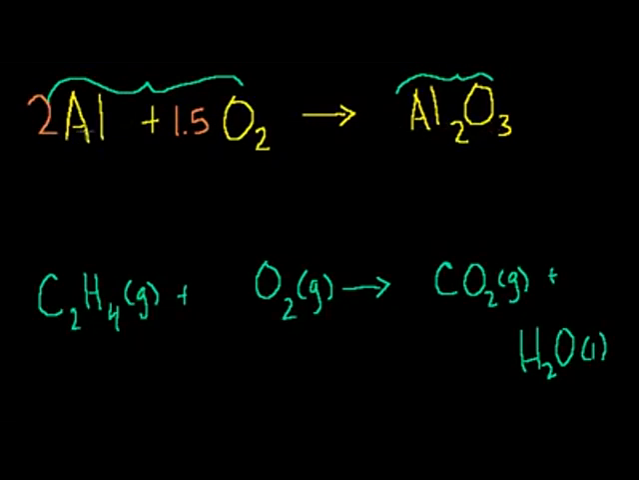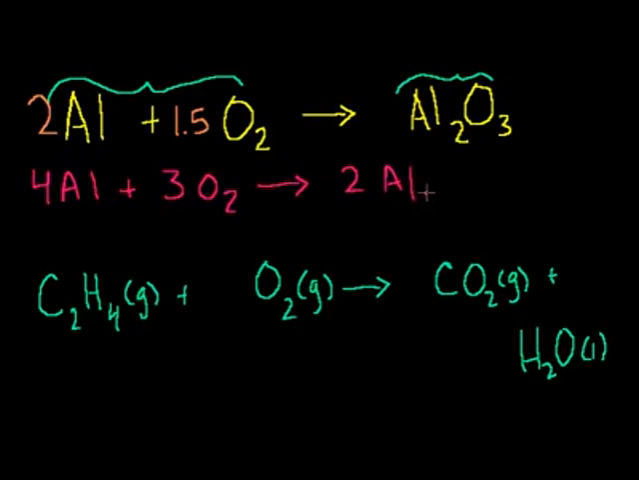That's not cool. So what you do is you just multiply this so that you end up with whole numbers. So let's just multiply both sides of this whole equation by 2. And we have 4 aluminums plus 3 oxygens yields, we multiplied everything by 2, 2 molecules of aluminum oxide.